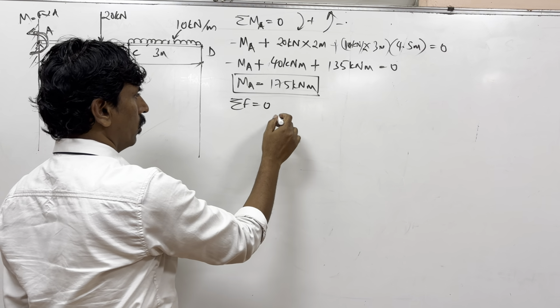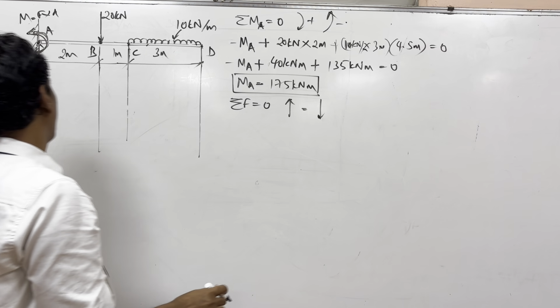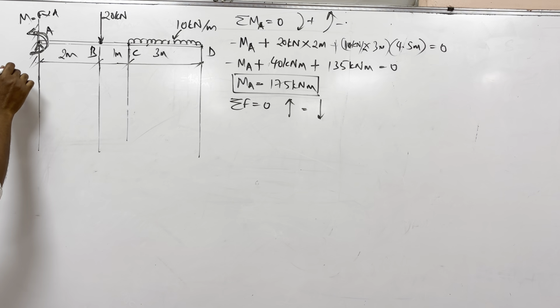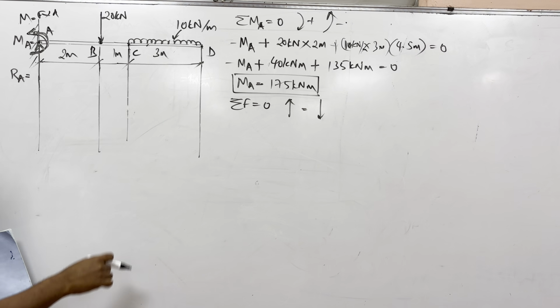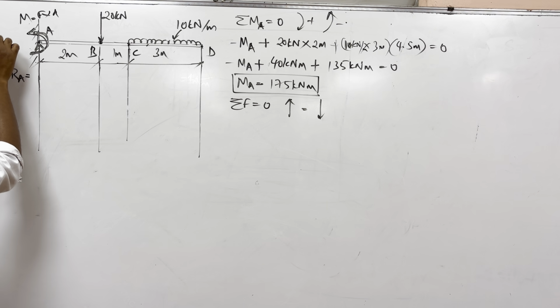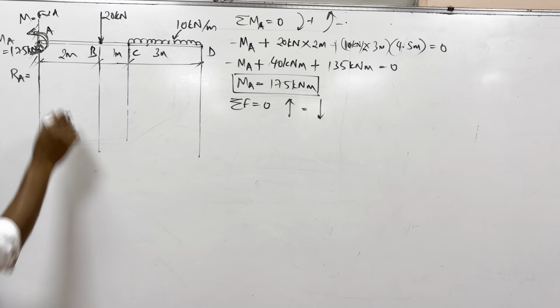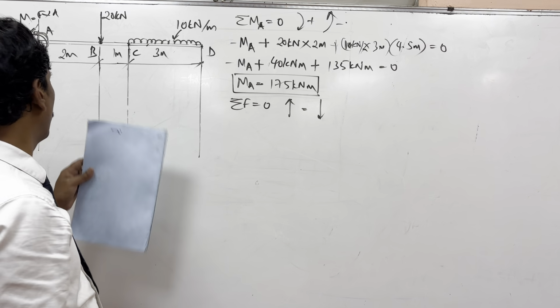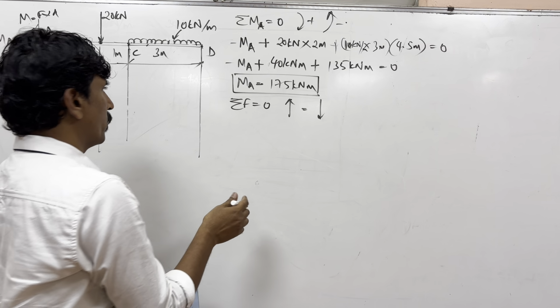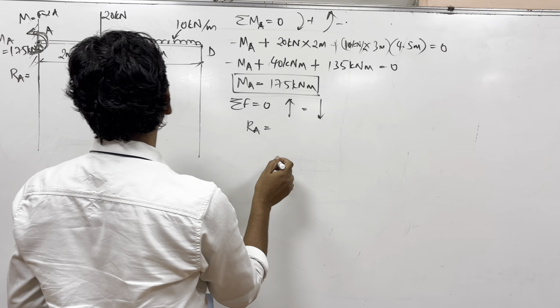So upward forces are equal to downward forces. Upward forces, there is one force acting here, the reaction at A. There is also the moment about A, which is found out: the moment about A is equal to 175 kilonewton meter. And we need to find RA here. The forces going upwards are only RA. There are no forces going upwards other than that.